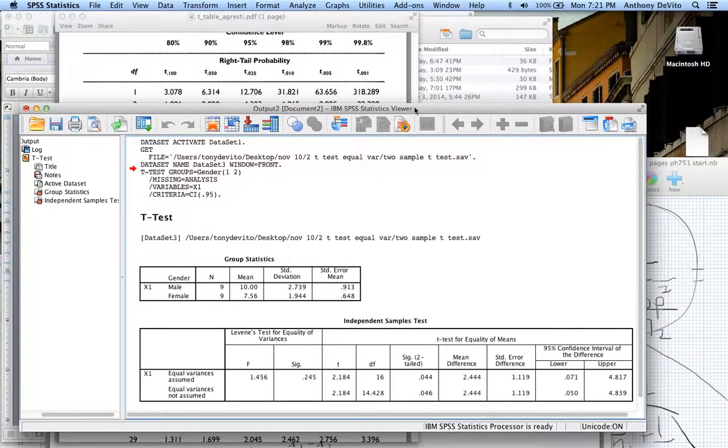Now if they're unequal, I don't have to bother with a pooled standard deviation, because they're different. So I don't calculate a new standard deviation. I use the standard deviation for each of the two groups, except now I have a complicated formula for degrees of freedom. So I'm always doing the same thing.